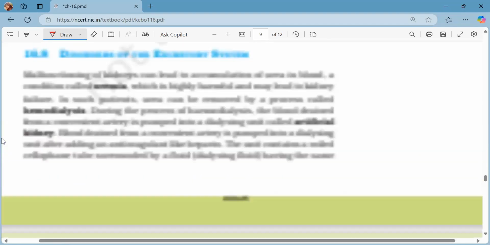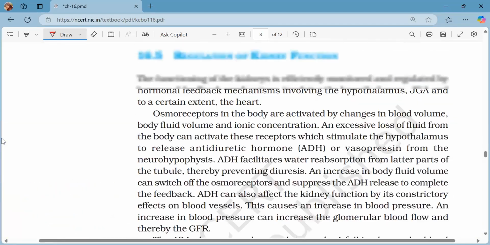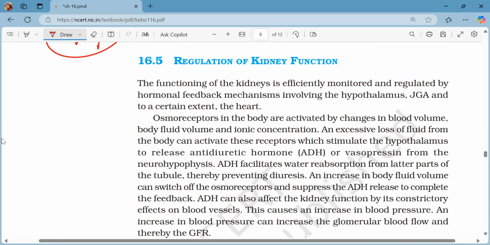Now, after that, there is the regulation of the kidney function. Now, how is it done? And why is it done? The question is there. Now, see, in this, the hypothalamus, the juxtaglomerular apparatus, and the heart. These three things are involved in the regulation of this kidney function.